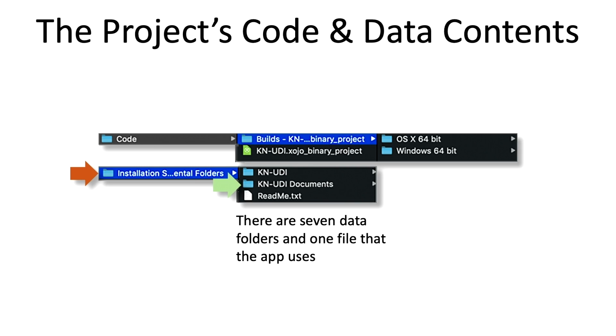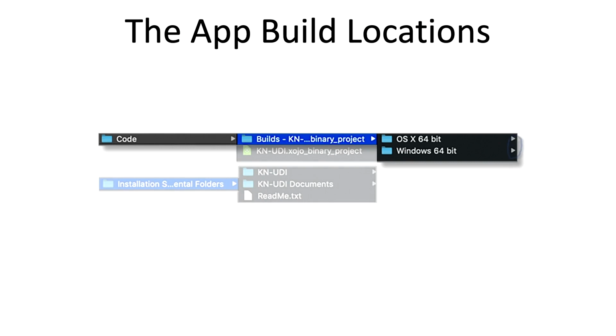And there's that readme.txt. So those are the folders that I'm going to be using. And under, of course, those are the two export folders that are built by Xojo when I build the app.